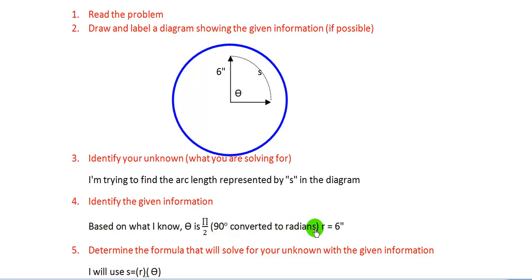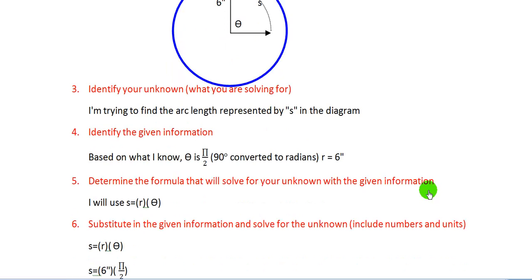If you have a problem with that, email me and I'll show you how to do that. One quick way to think of it is 180 degrees is pi radians, so 90 degrees is going to be half of that, or pi over 2 radians. And r is 6 inches. So I've got the given information, I've got what I'm looking for.